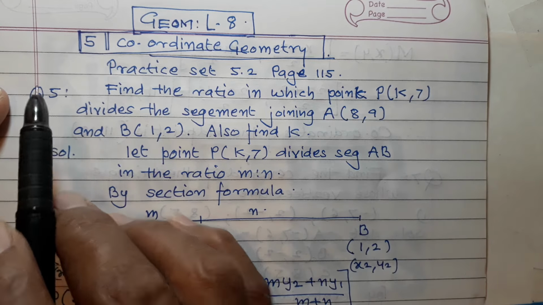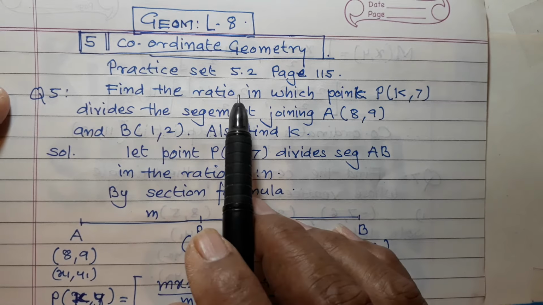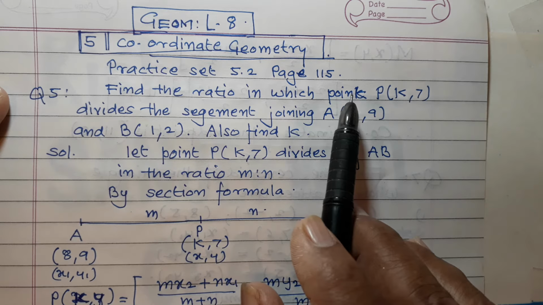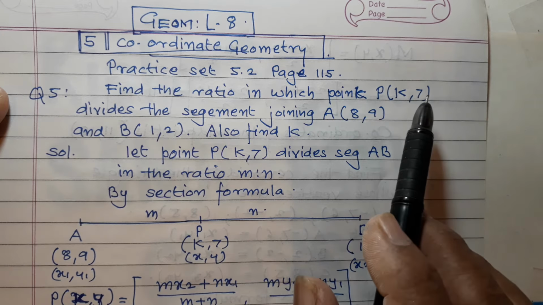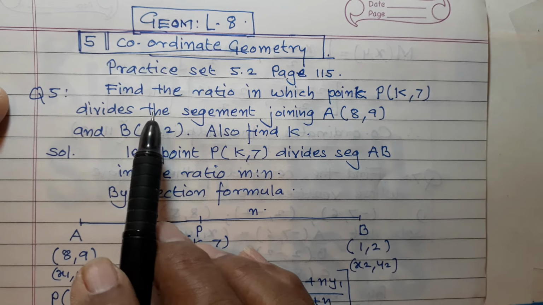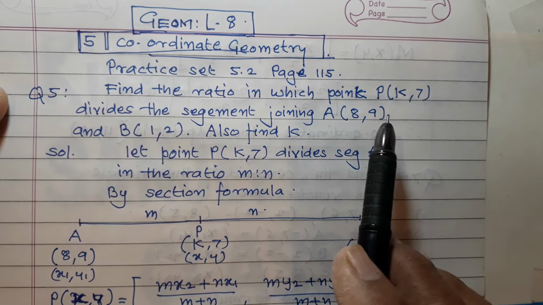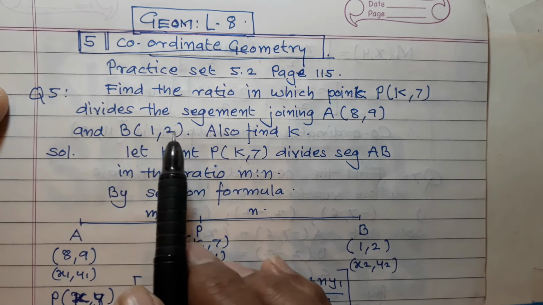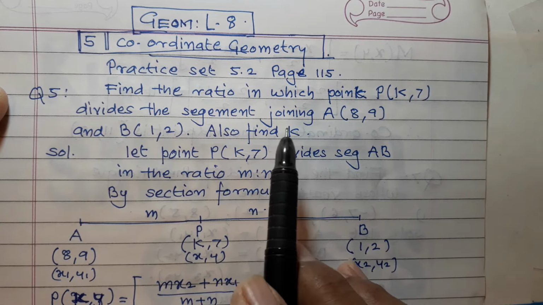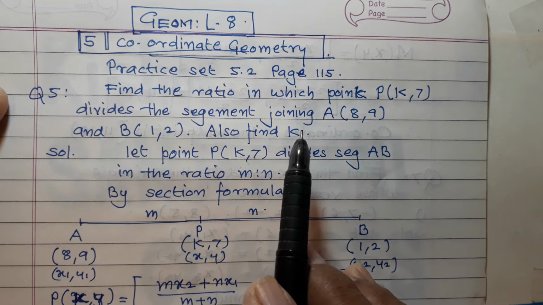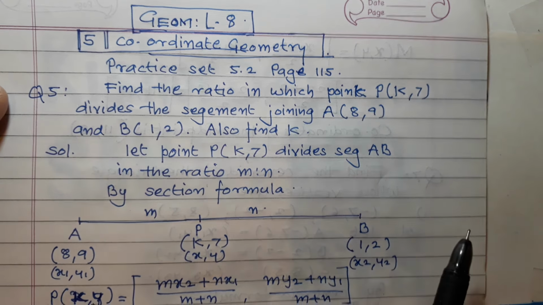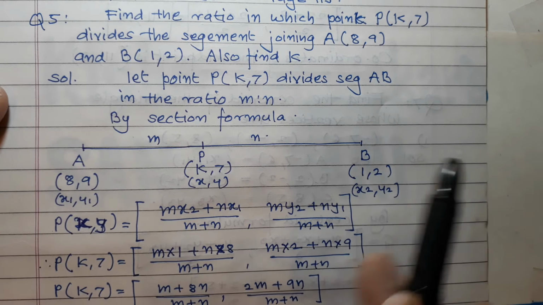Question number 5. Find the ratio in which point P(k, 7) divides the segment joining A(8, 9) and B(1, 2). Also find k. Okay. Now try to understand the solution.